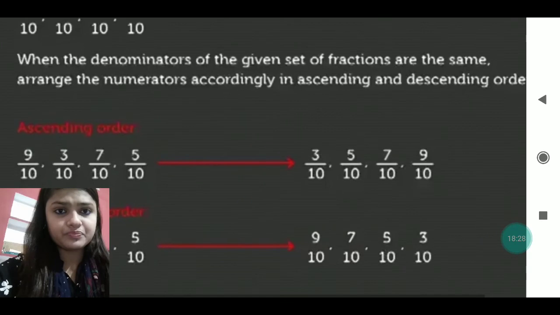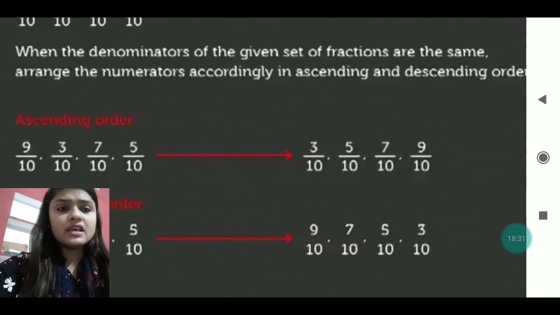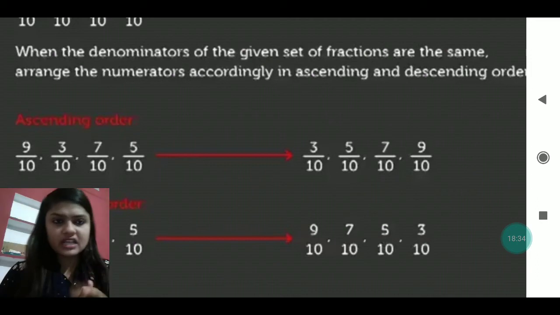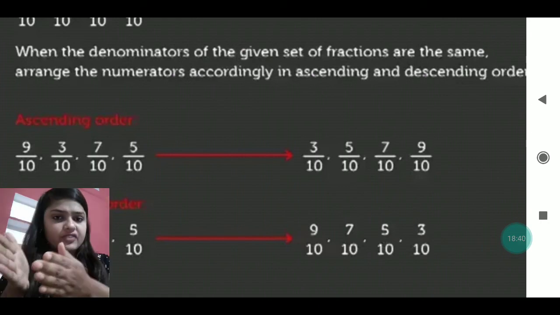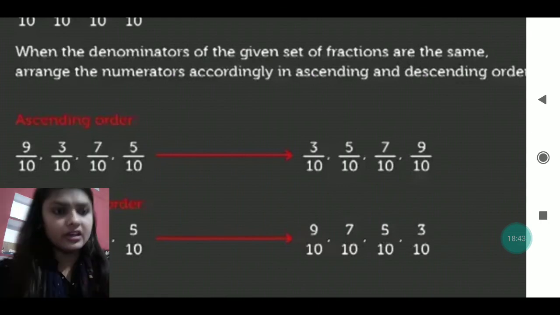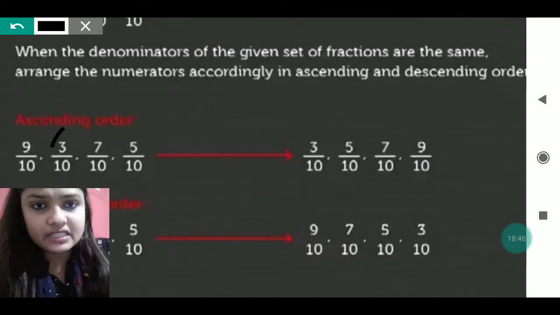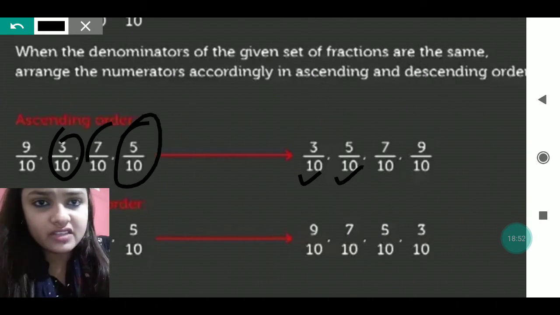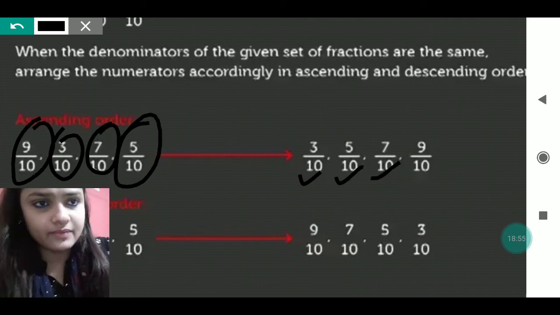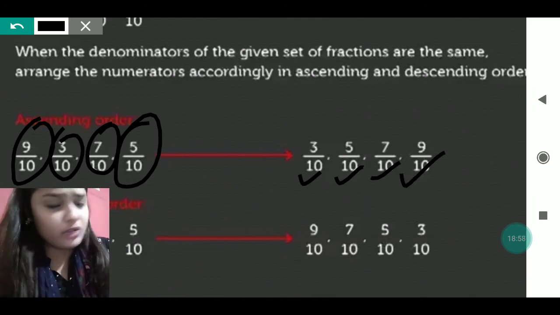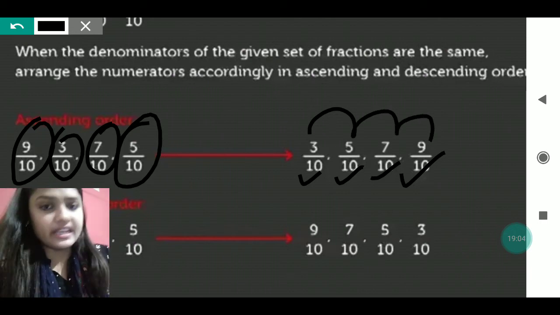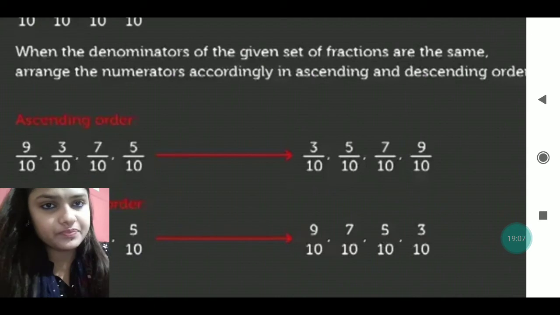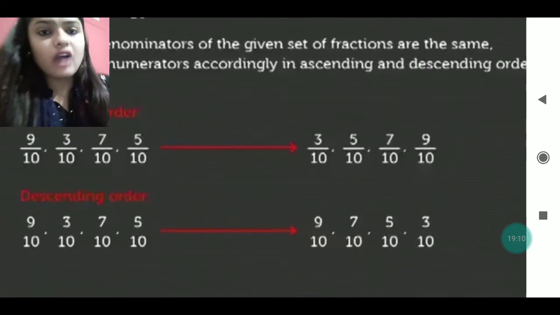When we are arranging in ascending order, ascending means from the smallest to the largest. All the denominators are the same, so we just write the smallest fraction first, then the rest in increasing order. Which is the smallest? This one, so I have written that. Then which one? This one. Then which one? This one. Then this one. So you can see the denominators are the same, so we don't have to look at the denominator. Only the numerators are changing and increasing, so that is all I have to see. Now just see how you will arrange it in descending order.